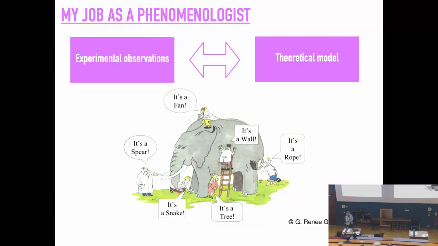Okay, so what is my job as a phenomenologist? So I'm here in between. We have experimental observations at these powerful colliders, and then we have the theoretical models. And I'm here, trying, like these guys, to make sense of what we see and interpret it, comparing it to the models that we know. Okay, so this is what I'm doing. So let me take you into what the experimental observations are and what the theoretical models are.